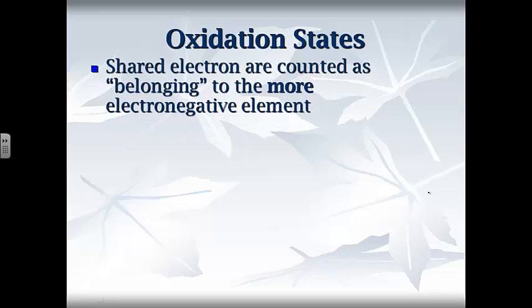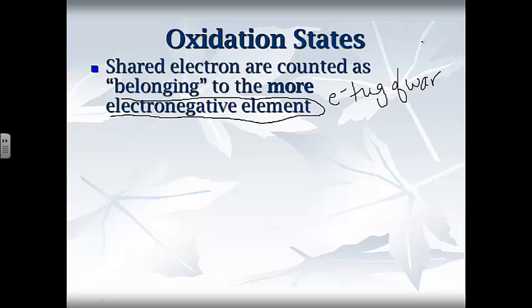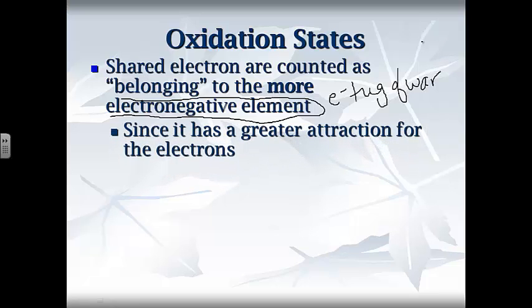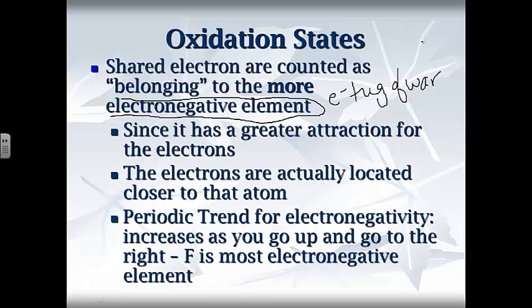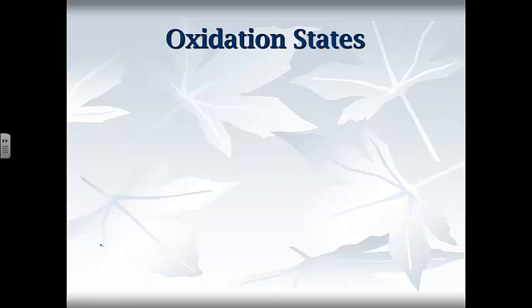Now, the shared electron is counted as belonging to the more electronegative element. If you remember electronegativity, this is the whole electron tug of war. So whoever has the stronger power to pull the electrons towards them will get them. It has a greater attraction for the electrons, and the electrons are actually located slightly closer to that atom. If you remember the periodic trend, it increases as you go up and to the right. So fluorine is the most electronegative element. Remember, fluorine is right here. This is the winner, and then everything goes down from there. So it increases as you go this way on the periodic table.